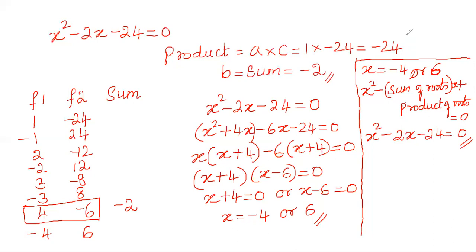It's very simple, right? You take the factors of the product and check if their sum is equal to the sum that we have calculated on the top. That's it, and solve the equation.